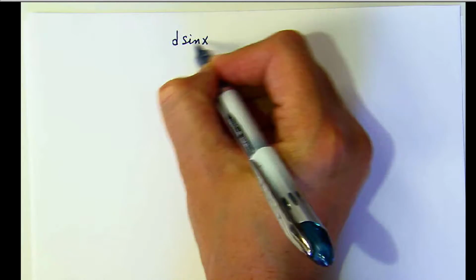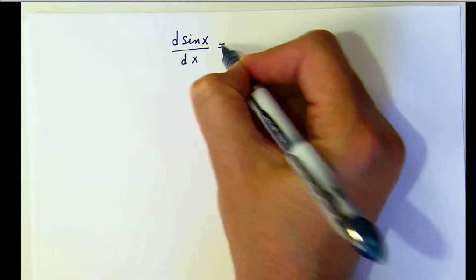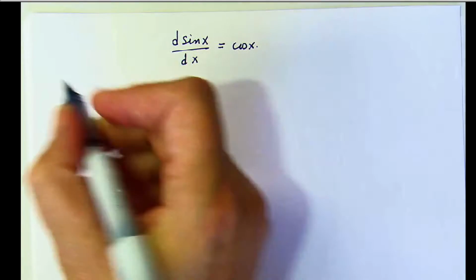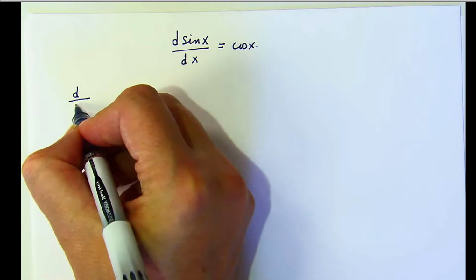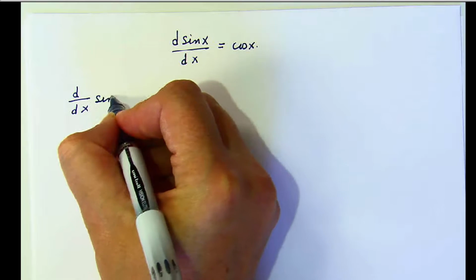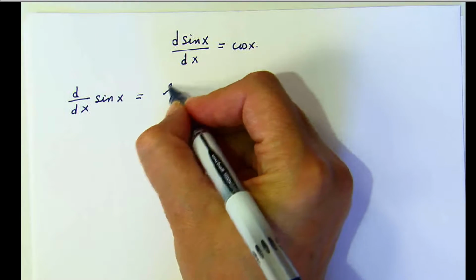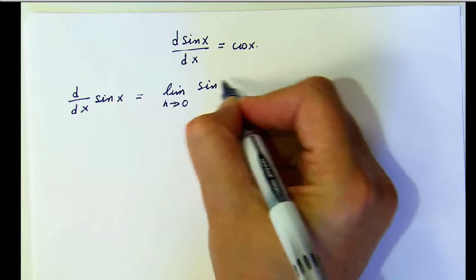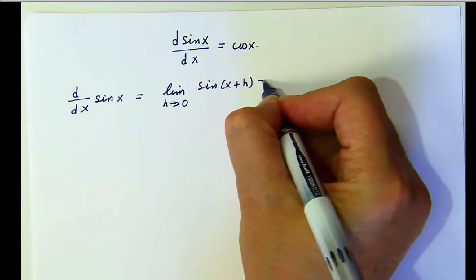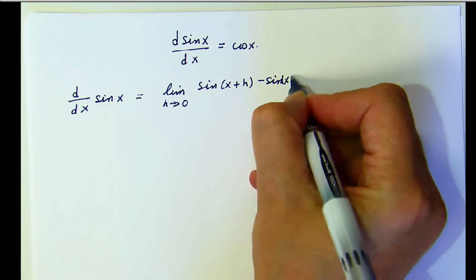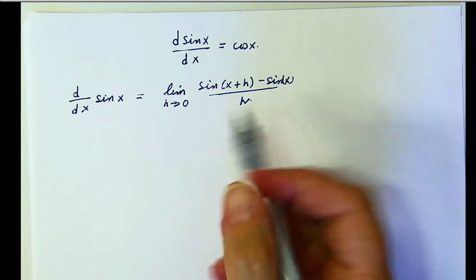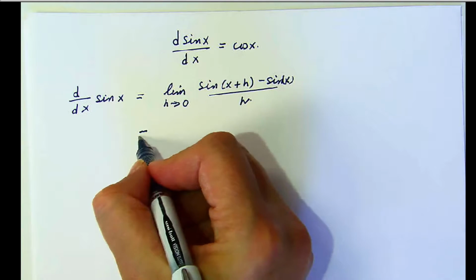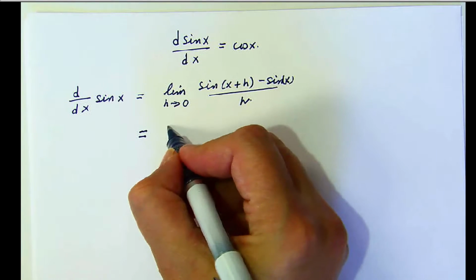So now we're going to derive a formula for the derivative of sine of x. So the derivative of sine of x with respect to x will be cosine of x. And recall that the derivative with respect to x of sine of x is the limit as h goes to 0 of sine of x plus h minus sine of x all over h. Now we can break up this sine of x plus h using the rules of trigonometry.